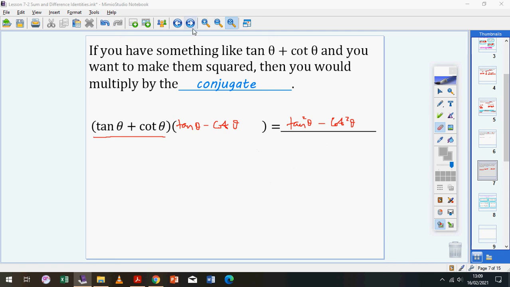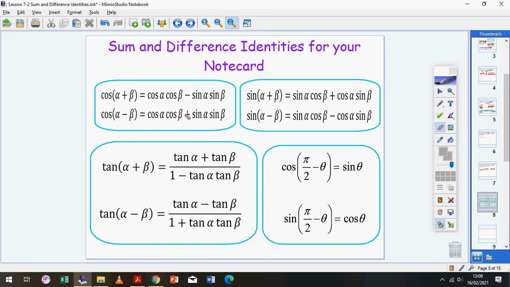All right, so these are the sum and difference formulas that I want you to add to your notepad. We're going to be using these formulas a lot. We're going to be using these ones and these ones the most. Well, actually, all of them. We'll be using all of them in this lesson. I'll show you examples on how we can use some of them.